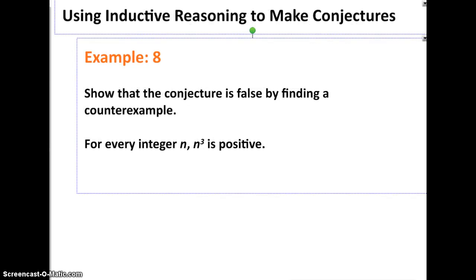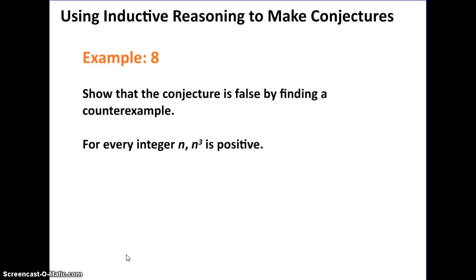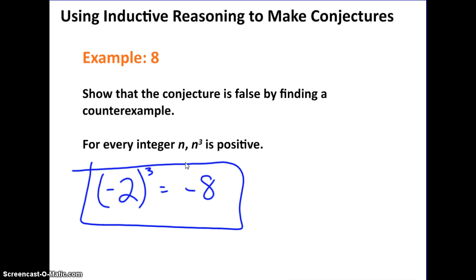So, example number 8. Alright, we need to find a counterexample for the statement that for every integer n, n cubed is positive. So, what I would need to do is pick an integer that will give me, when I cube it, a negative answer. And what you're going to need to do here is actually pick a negative number. So, let's say negative 2. Negative 2 cubed will be negative 8. Now, this right here is my counterexample that proves this conjecture false.